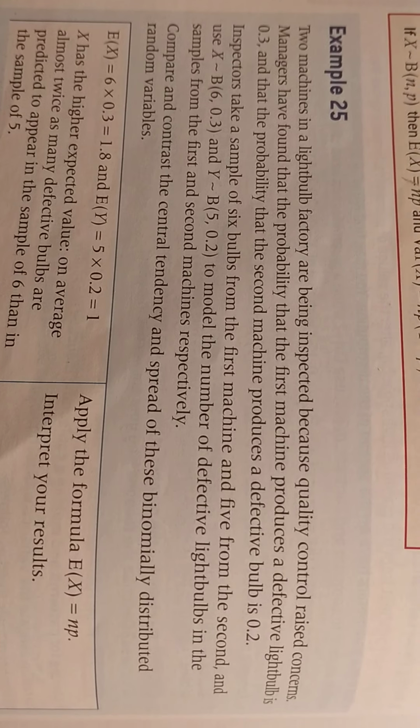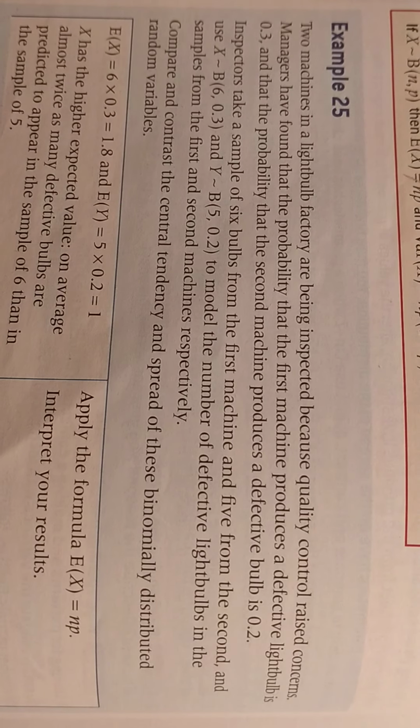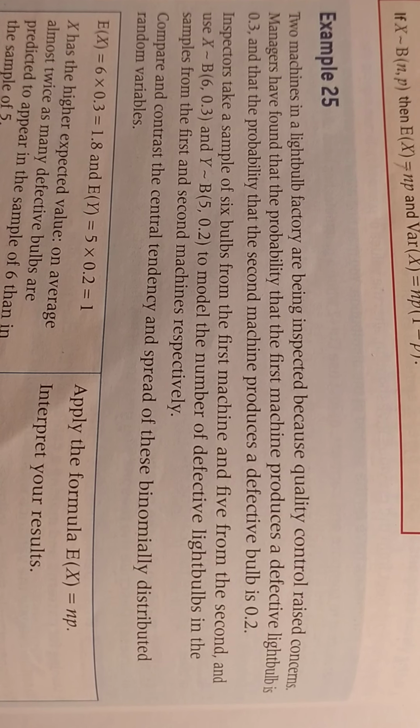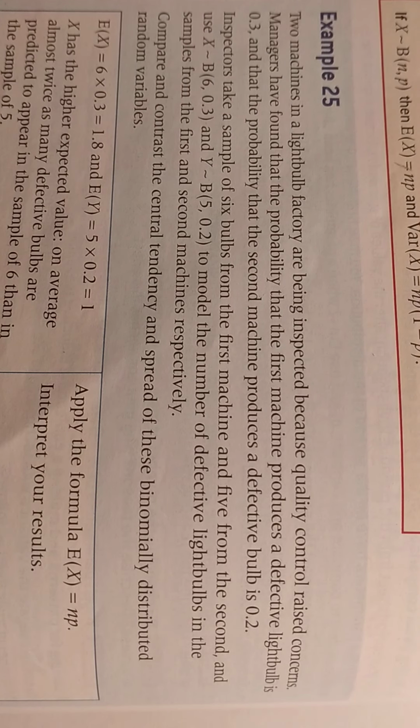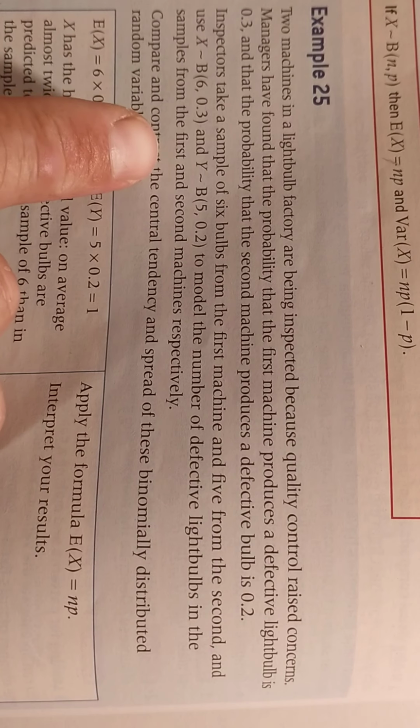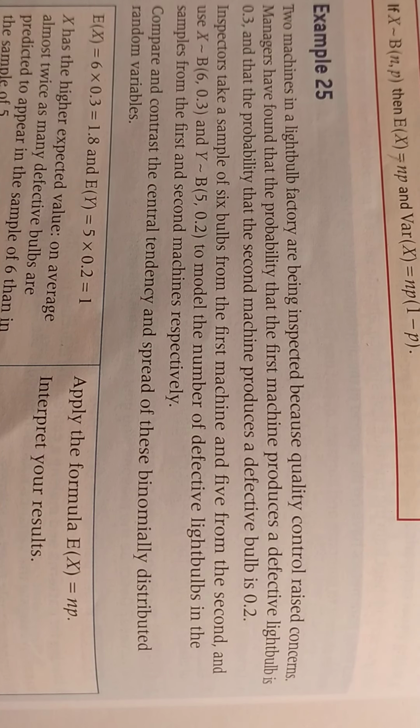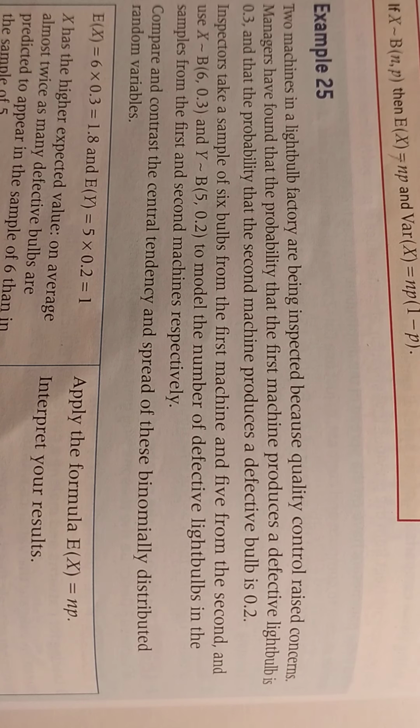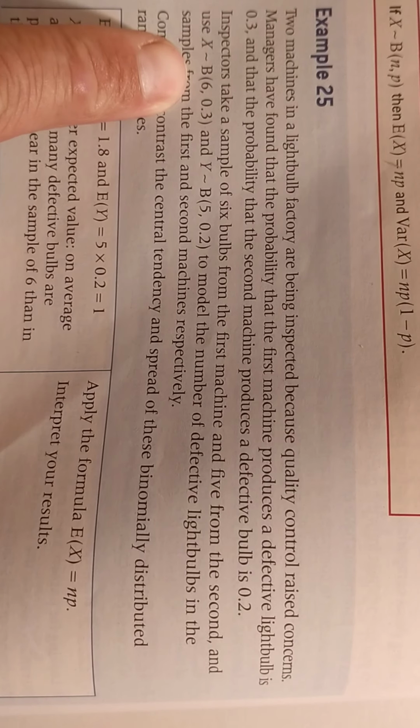Example 25 says: two machines in a light bulb factory are being inspected because quality control raised concerns. Managers have found that the probability that the first machine produces a defective light bulb is 0.3, and that the probability that the second machine produces a defective bulb is 0.2. So you've got two different distributions. Inspectors take a sample of 6 bulbs from the first machine and 5 from the second, and then they use the following parameters. How do we get these values?